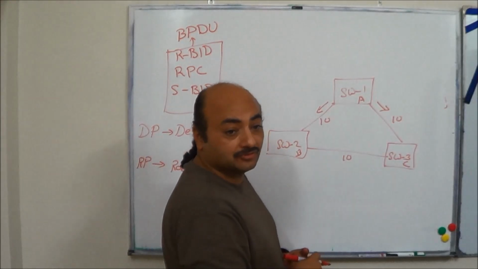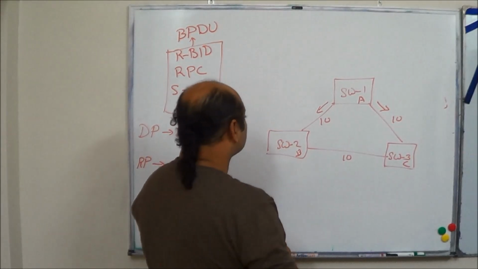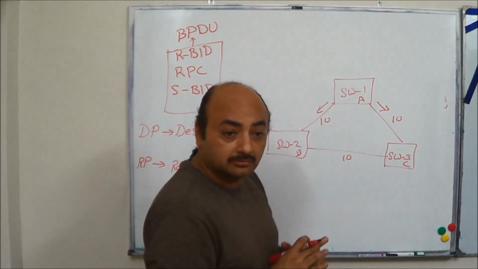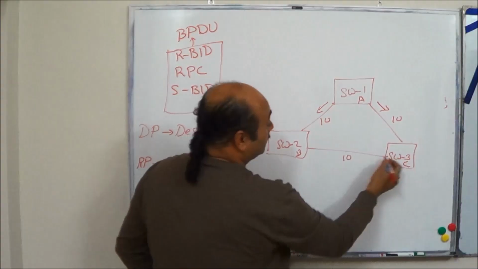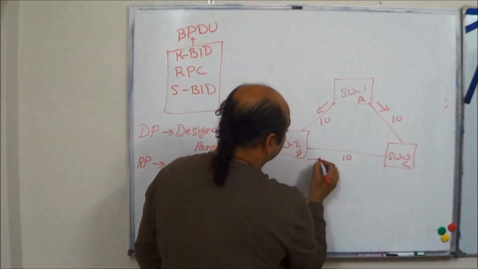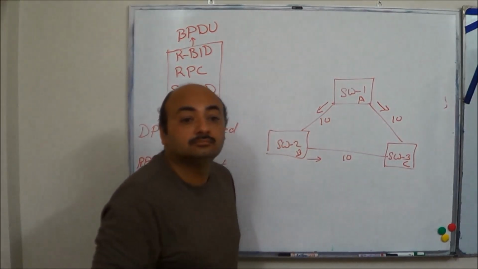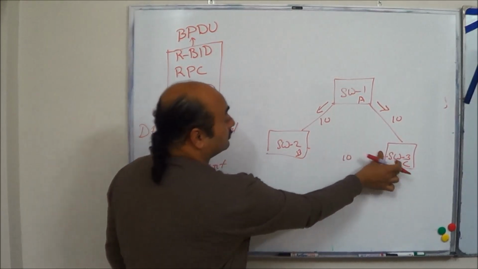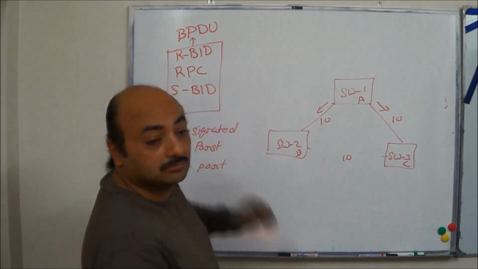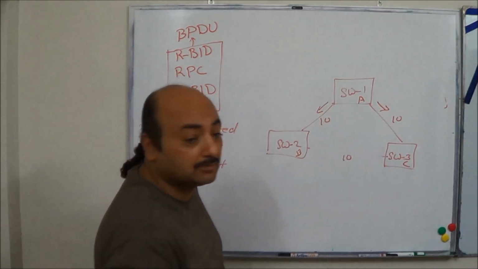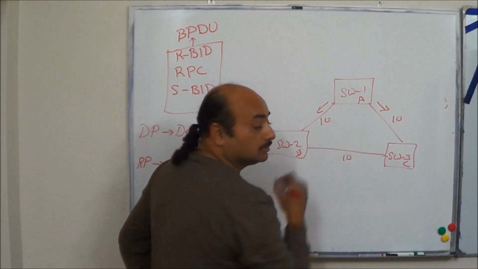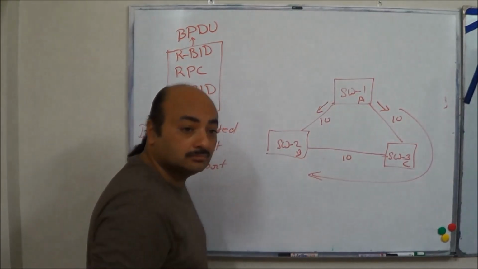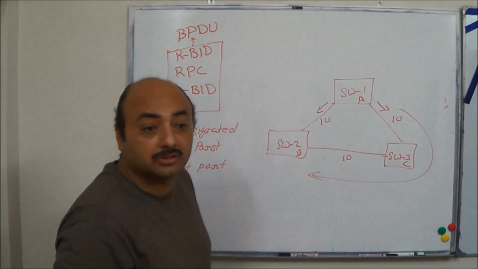Now let's see what happens here. DP is done, root bridge is done. Now this BPDU, let's see what happens here. Up till now this was the only RPC. But now this path is also there, and that means there is a possibility of a BPDU coming this way. So which one is the better RPC?